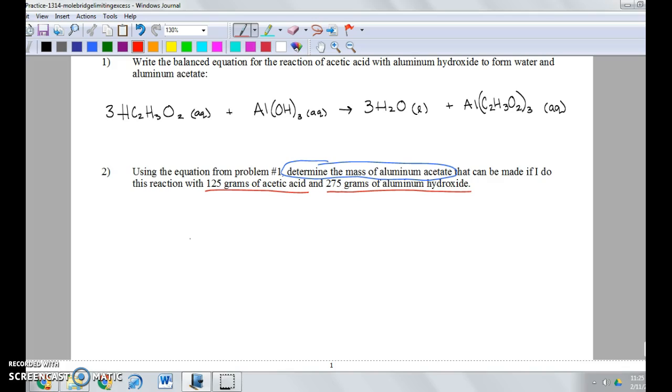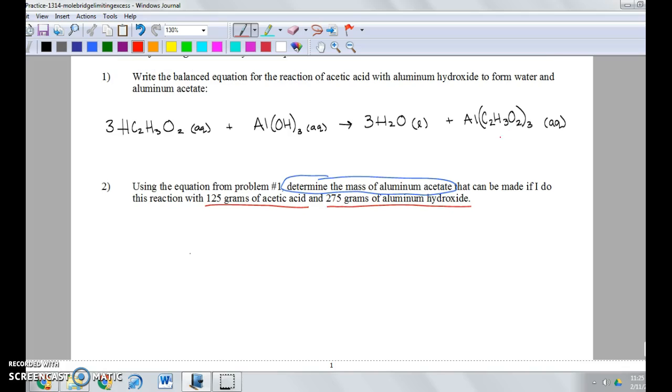So with every limiting reactant problem, we are going to do 2 strings of conversions. And when we talk about the mass of aluminum acetate, we are trying to find out how many grams of this product we are going to make. I'm starting out the problem with 125 grams of this and 275 grams of this. So what we need to do is convert this reactant into this product, and we need to convert this reactant into this product in order to figure out the mass of the aluminum acetate that will be made.